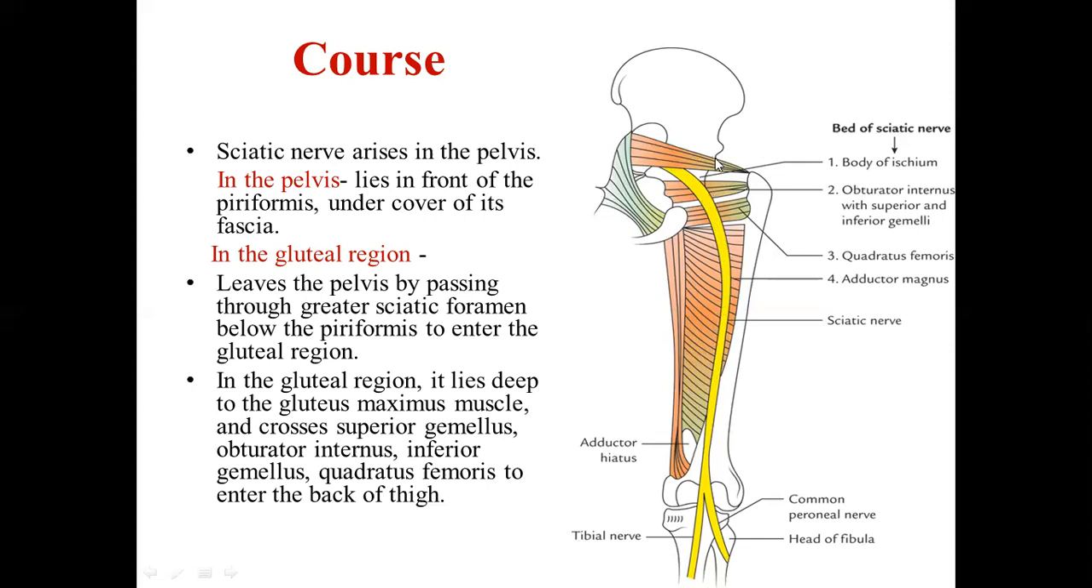So you can say the bed of the sciatic nerve here, bed meaning the structures over which it is traveling, is formed by the body of ischium, obturator internus with two gemelli, quadratus femoris, and the adductor magnus muscle, the thick muscle on the back of the thigh. So here it is passing through the back of the thigh. And then at the upper margin of the popliteal fossa, it will divide into tibial and common peroneal components.